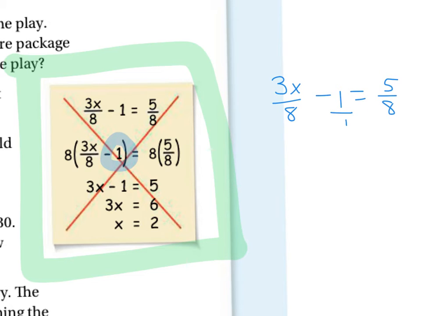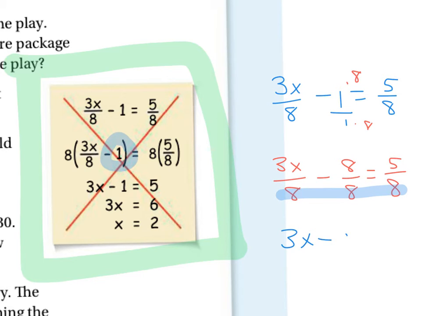So in this case, I'd put this over a 1. My common denominator is going to be 8. So I got 3x over 8 minus. On this one, I'm going to multiply top and bottom by 8, so I'm at 8 over 8 equals 5/8. Again, the bottom should drop off here. So this one should have dropped off, and we should have ended up with 3x minus 8 equals 5.